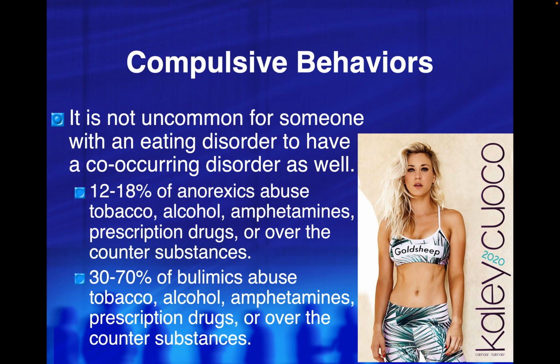It is not uncommon for someone with an eating disorder to have a co-occurring disorder as well. 12 to 18% of anorexics abuse tobacco, alcohol, amphetamines, prescription drugs, or over-the-counter substances. 30 to 70% of bulimics abuse tobacco, alcohol, amphetamines, prescription drugs, or over-the-counter substances.